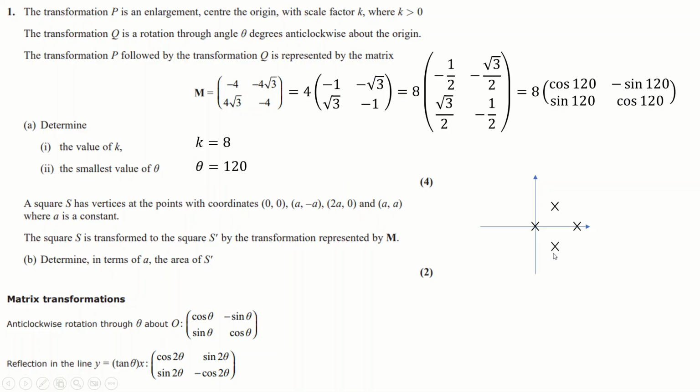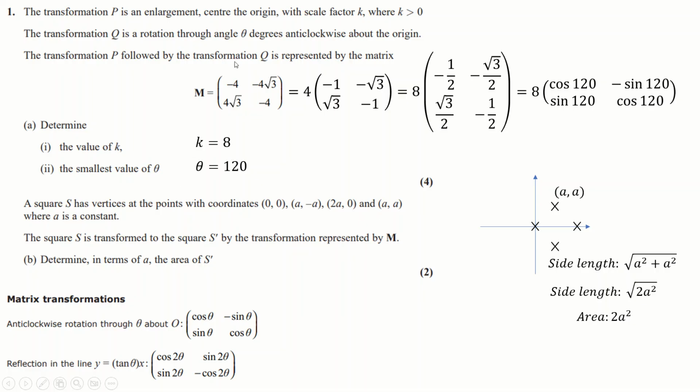Now, the first thing I want to do is work out the size of this square. So if this is 0, 0, and this is a, that means that the side length is a squared plus a squared, square rooted, which is just root 2 a. And so therefore the area of this square is this times itself, which is just 2a squared. So that's the area of this current square.